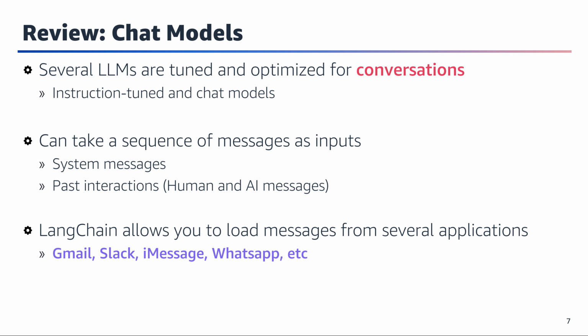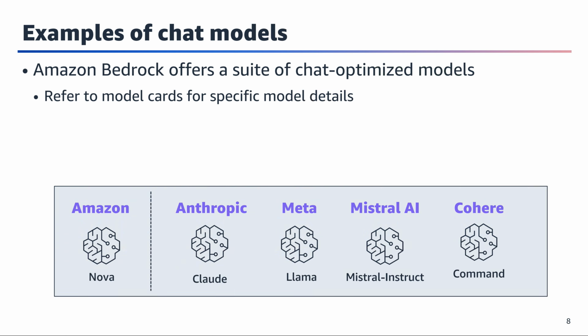This integration capability is crucial for businesses looking to implement AI-powered communication solutions across multiple channels. Now, we'll explore Amazon Bedrock's comprehensive suite of chat-optimized models. As you can see, it has several leading AI models integrated into its platform, including Amazon's Nova, Anthropic's Claude, Meta's Llama, Mistral AI's Mistral Instruct, and Cohere's Command Model.